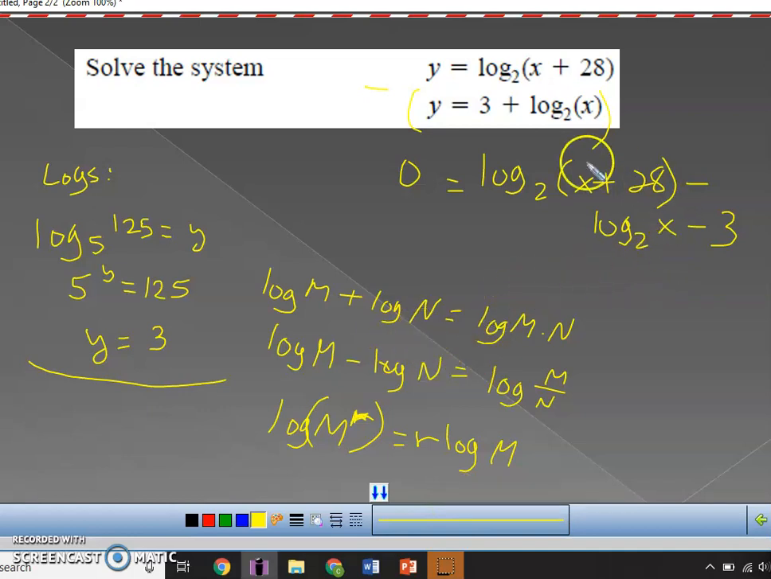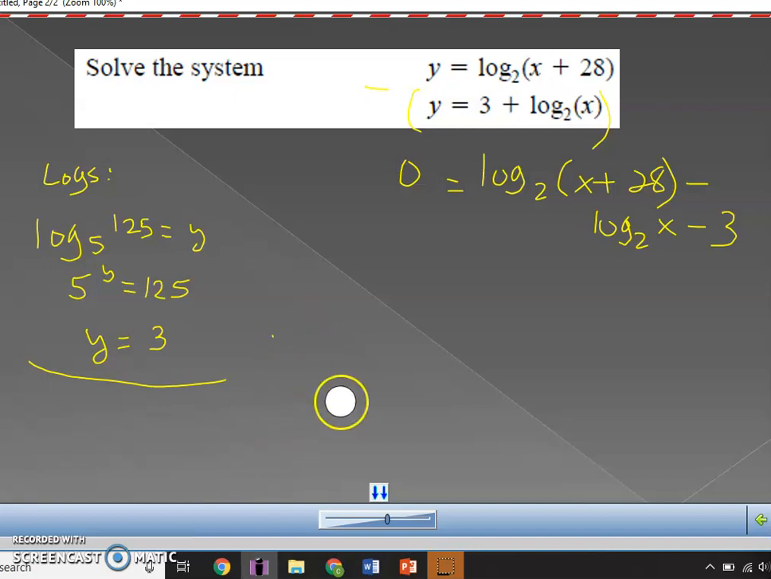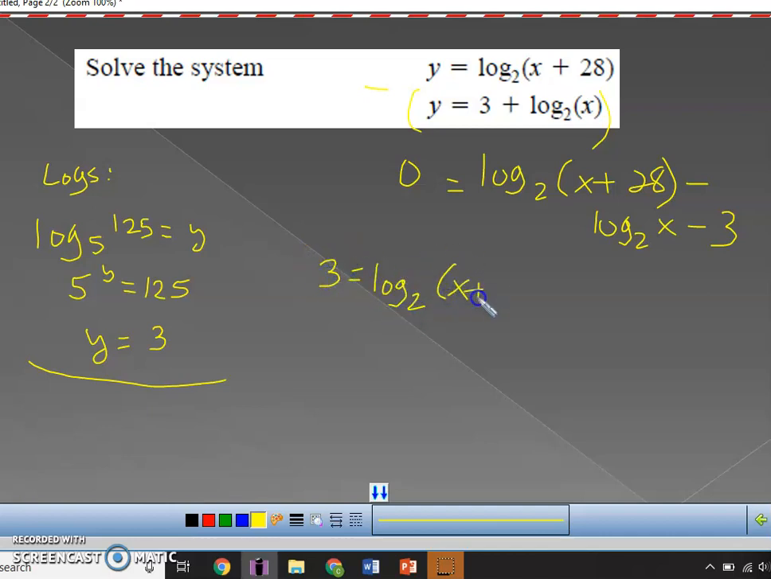So you'll notice that here we're actually going to be able to use one of those properties. We've got a log here being subtracted and then another log here. So we're going to use this one right here with the division. But you'll notice there's a 3 in the way. We need to move that 3 out of the way, and we're going to move it to the other side. So we're going to begin by adding 3 to both sides. Now we have a, oh, I just did that wrong. Sorry, that's supposed to be an x.